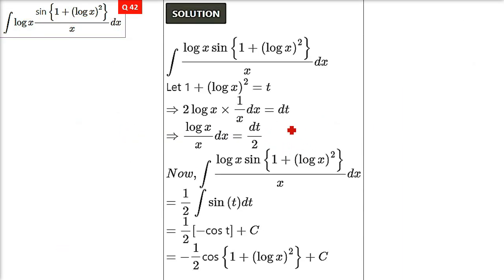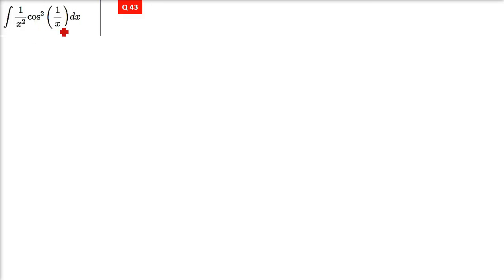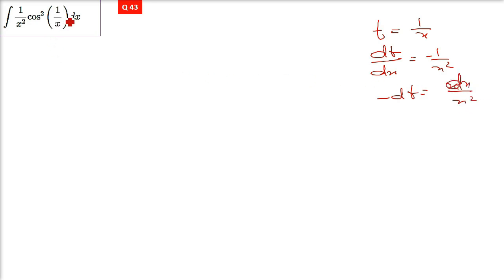Now this is the way you are going to solve it. And if you just take this 1 plus log x whole square equals to t, all other things you know already. Now differentiation of 1 by x is directly negative 1 by x square, that you already know. So it's very easy to put this 1 by x as t. The differentiation dt by dx is going to be negative 1 by x square. Negative you can take on the left, dx you can take on the right. So negative dt is equal to dx by x square. So this integration is going to become like this. Negative goes out, dt remains here. It's cos square 1 by x, which is cos square t.